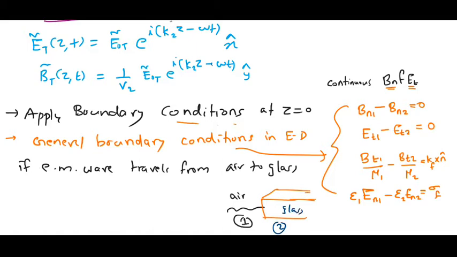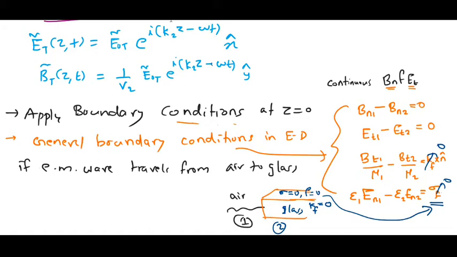Then this glass is not a conductor. This is an insulator. Therefore, the surface charge density will be 0, and the volume charge density will be 0. And there will not be any free current, because in an insulator or dielectric medium there are no free charges. Therefore, Kf, the free surface current, will be 0. Therefore, one can easily write that in the general boundary conditions sigma f will be 0, and the free current will also be 0.